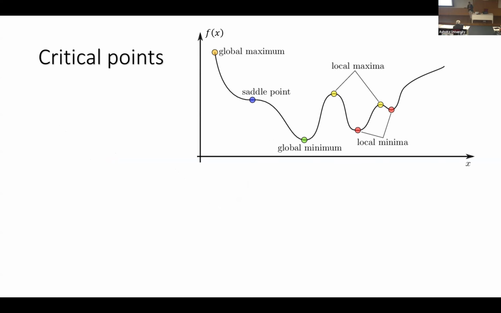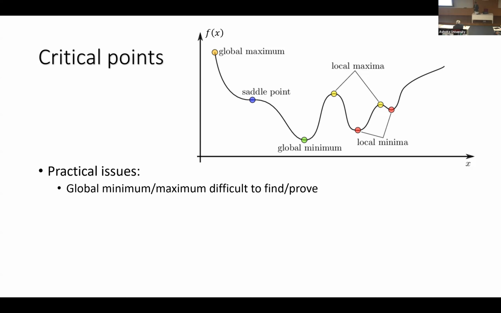Again, some more terminology about the critical points. So this is the global minimum, the green one, which is the minimum of the function globally. And this is the local minimum. And these are the local maxima. And then there is also a saddle point. So this is some terminology.